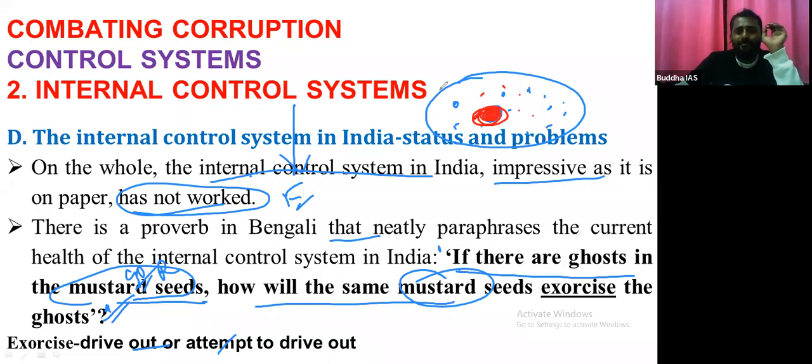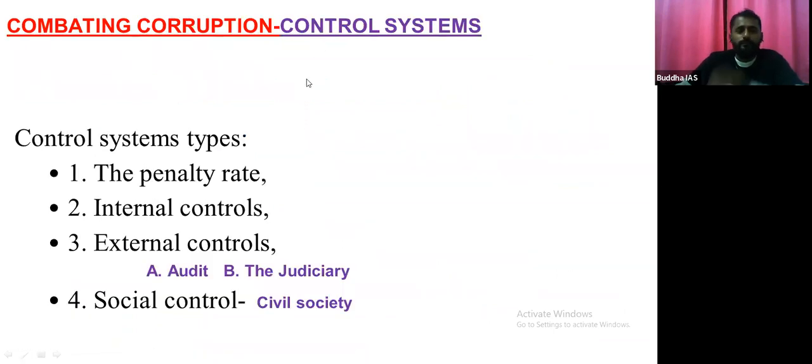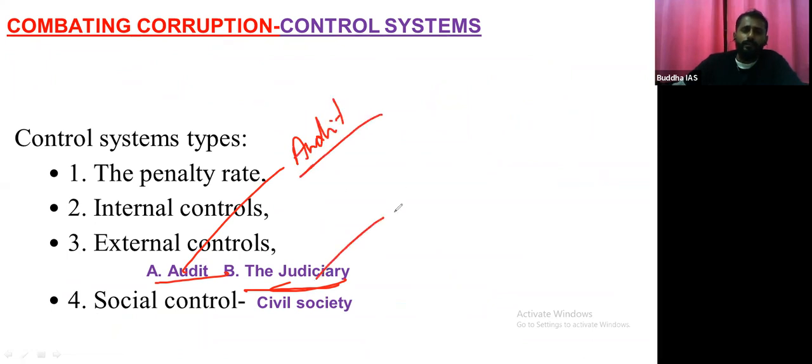Okay. The implied meaning is that there should be some external control measures, right? And it is not possible for the executive to control their own staff. Then coming to the external methods, audit and judiciary. So here, to begin with, what do you understand by audit? And what do you understand by judiciary?